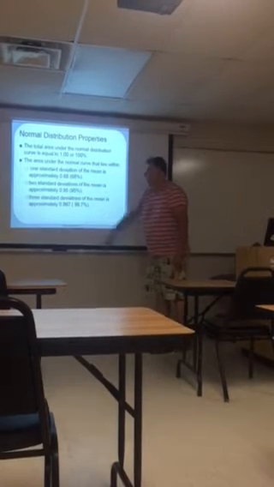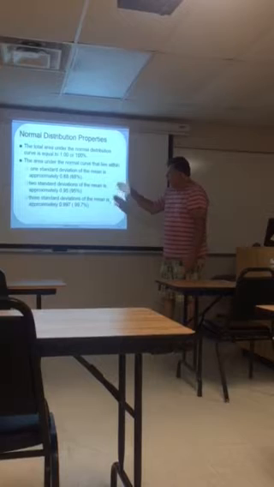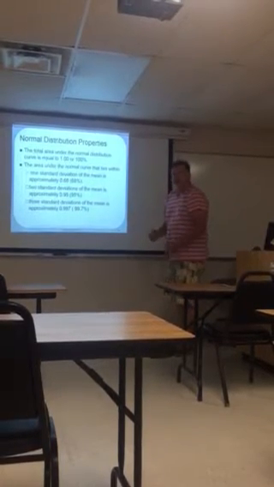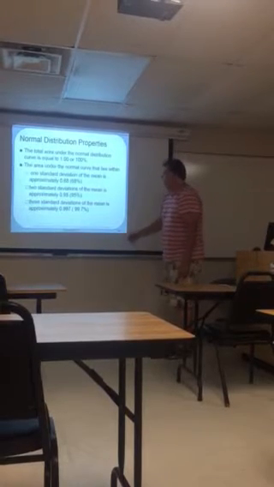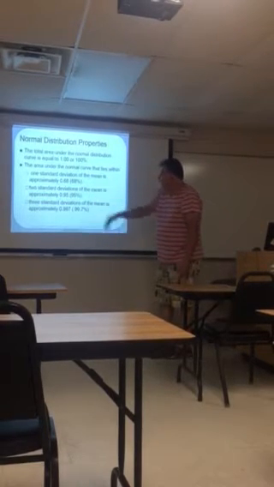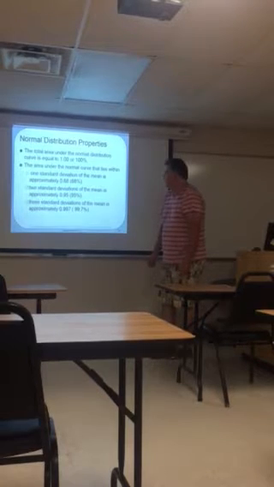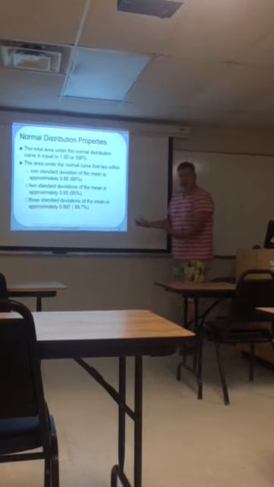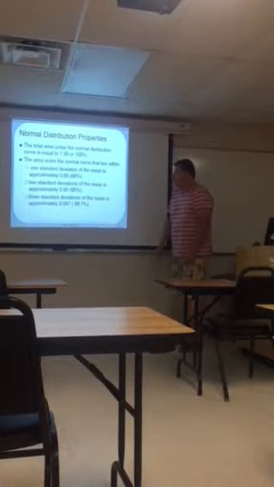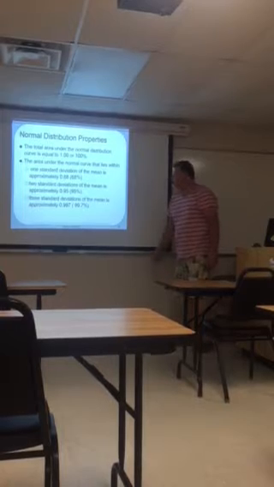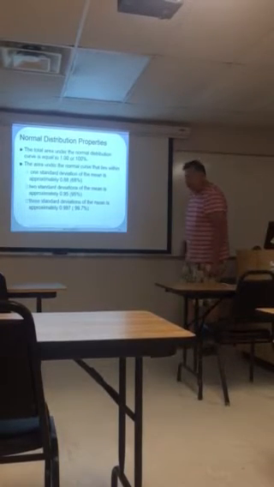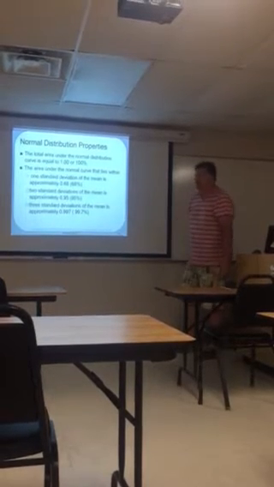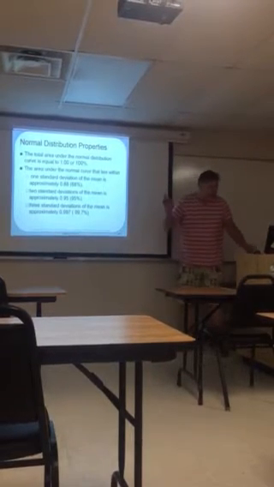Plus and minus 2 standard deviations from the mean will include approximately 95% of the total area of that particular distribution. And then plus and minus 3 standard deviations of the mean is approximately 99.7%, or almost all of the 100% of the total area of the Z distribution. And then there's a very small percentage out to the right tail and a very small percentage out to the left tail.